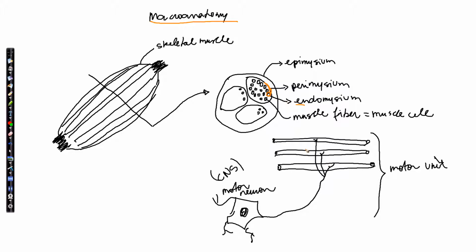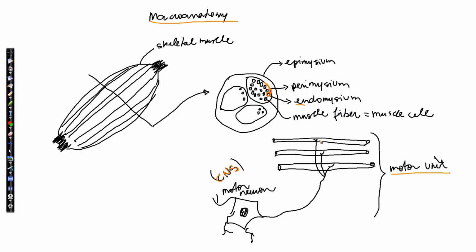Okay? Let's say here we have 3 individual muscle fibers or 3 individual muscle cells. One motor neuron that comes from the central nervous system is going to go all the way through the peripheral nerves and innervate, for example, these 3 fibers. So we call the group of one motor neuron and the muscle fibers that it innervates a motor unit. Okay, so this is a concept that we need to know. One neuron that is innervating 3 fibers all together is going to be called a motor unit. It could be more than 3 fibers.